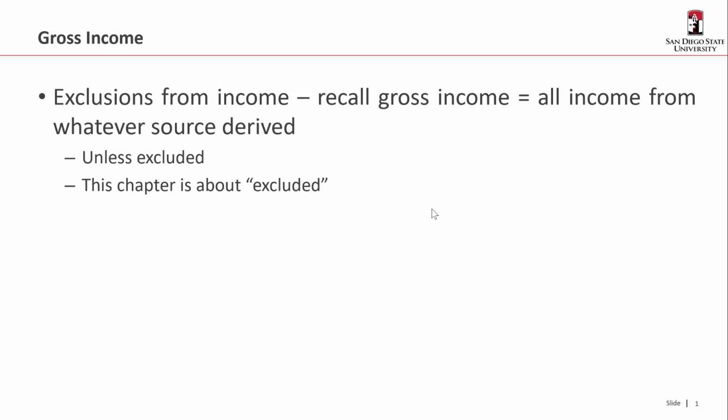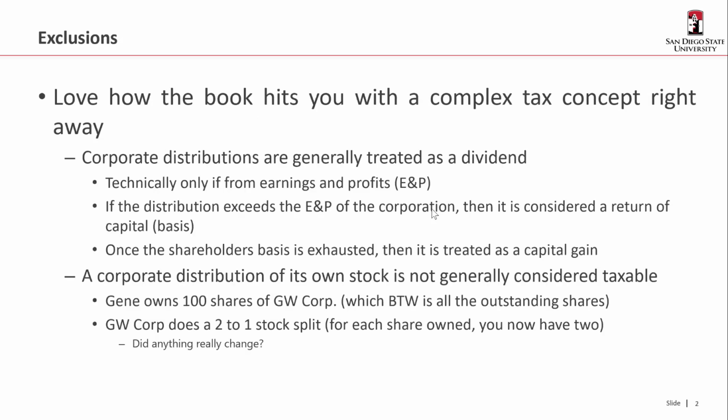Recall that we have this broad definition of gross income. It pretty much says from whatever source derived, unless it's excluded. And this chapter is about excluded. And remember, the term excluded also can include things that are deferred as well. We kind of use that term interchangeably.